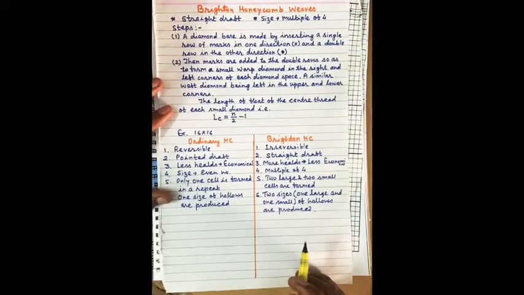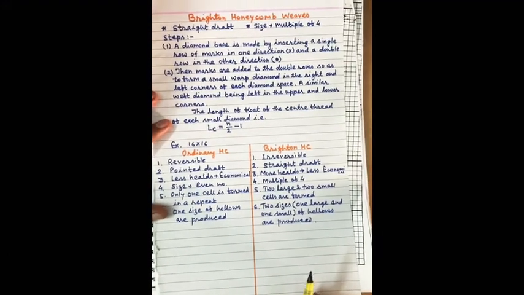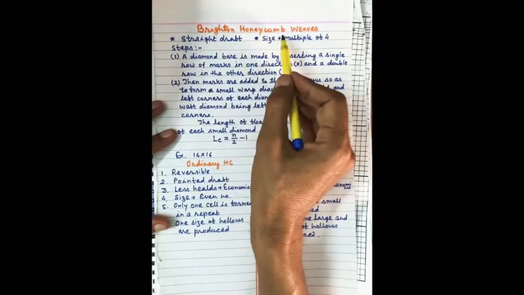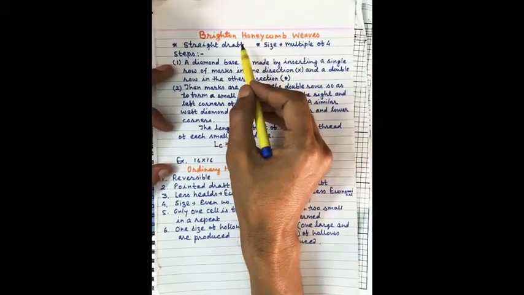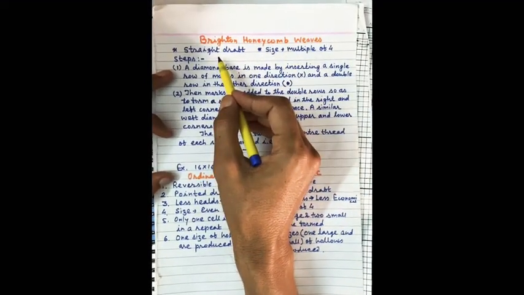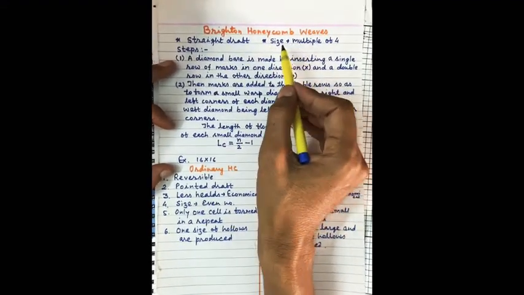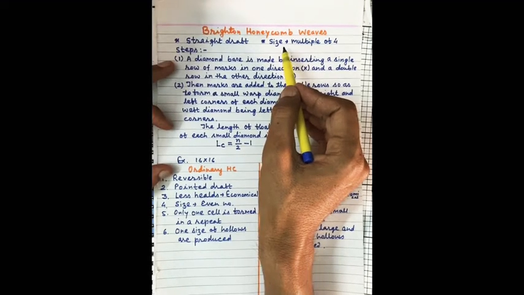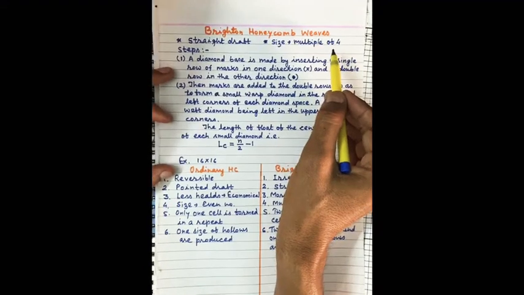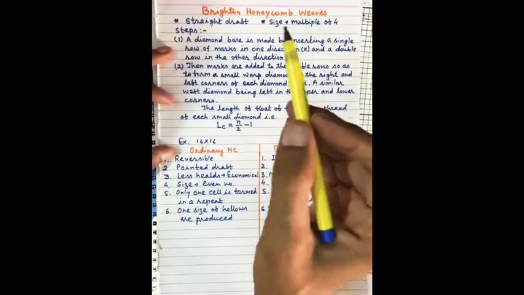Hello students, in continuation with the previous video, we have taken on ordinary honeycomb weaves. This is the second type of honeycomb weaves, known as Brighton honeycomb. As ordinary honeycomb is produced on a pointed draft, this is produced on a straight draft. Ordinary honeycomb can be produced on any even size, but these can be produced only on sizes which are multiples of 4.